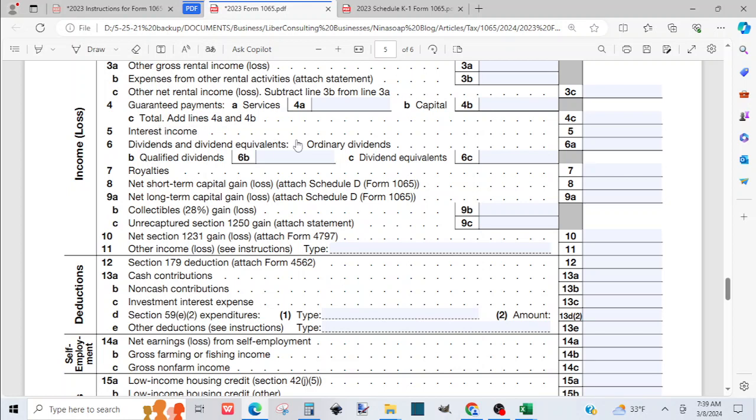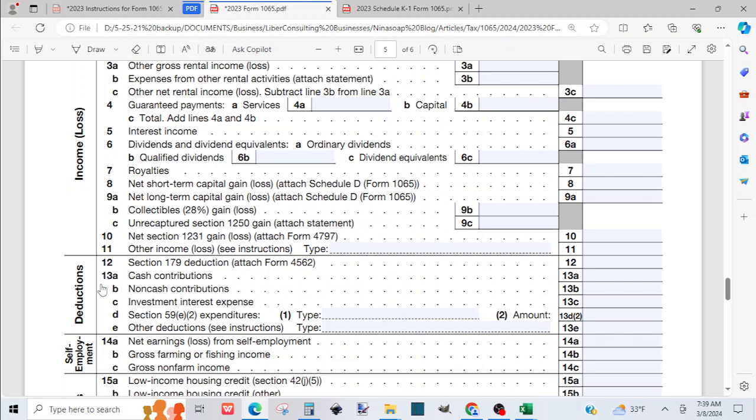So interest income will go on line 5 if the business earns some interest. Dividend income will go on line 6 for ordinary dividends. Qualified dividends will go to line 6B, and line 6C for dividend equivalents, and royalty will go on line 7. Those are the incomes here. So while we are talking, we can just continue. Then you have other income. You can see the instruction for that.